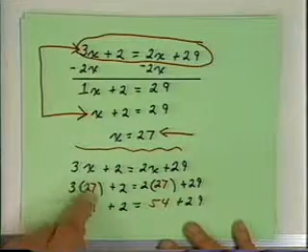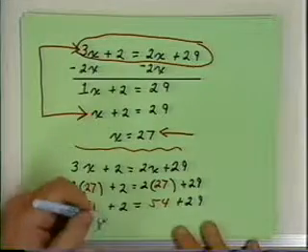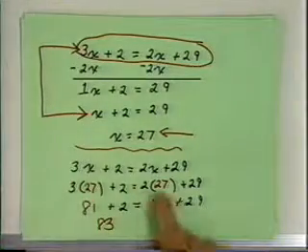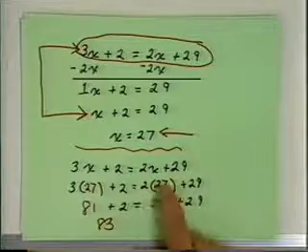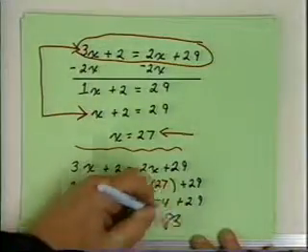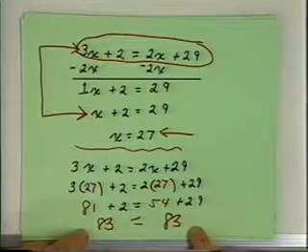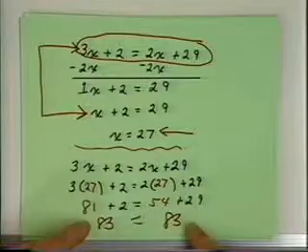This means multiply. 3 times 27 is 81. 81 plus 2 is 83. The 27 replacing the x over here. 2 times 27 is 54. 54 plus 29, also 83. So it works.